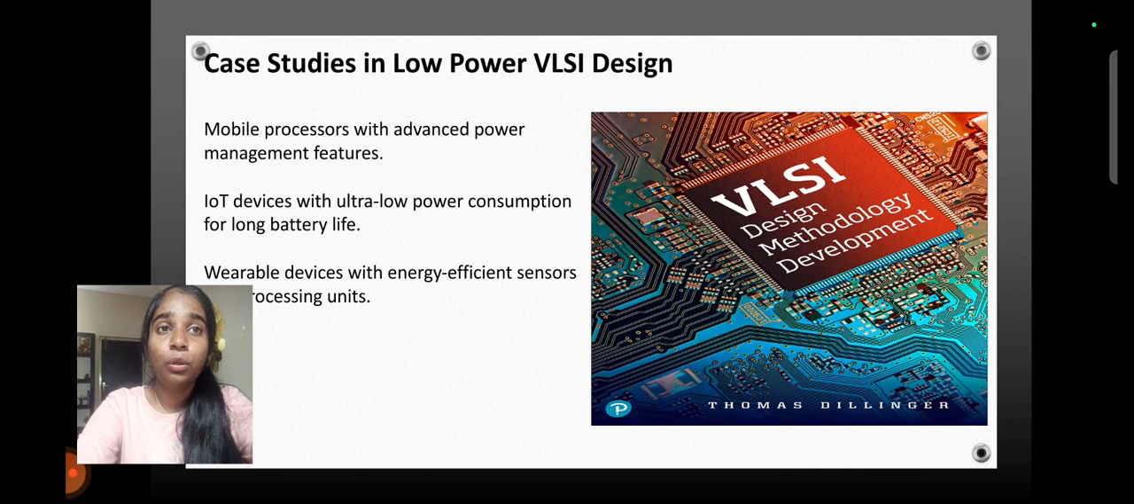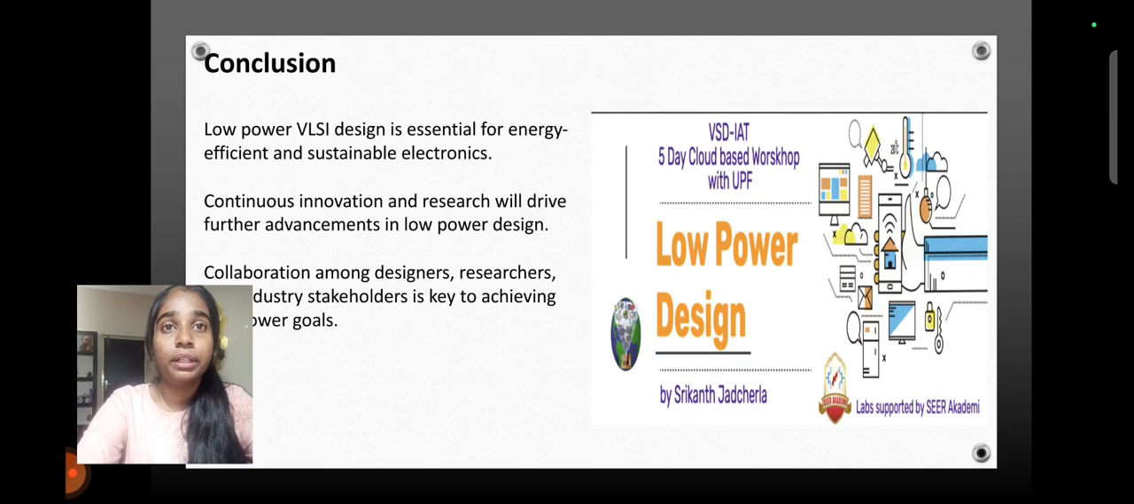Case studies in low power VLSI design: mobile processors with advanced power management features, IoT devices with ultra low power consumption for long battery life, and wearable devices with energy efficient sensor processing units.